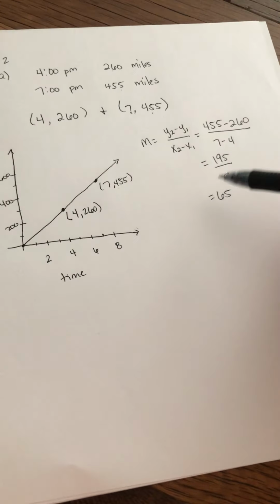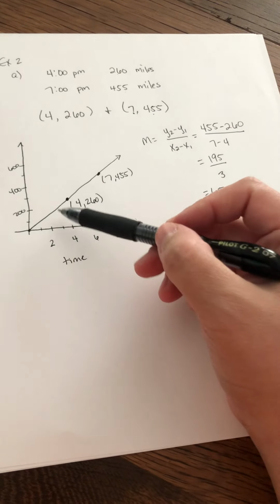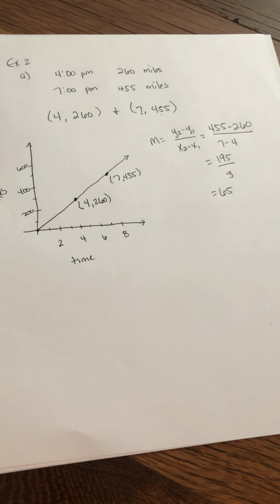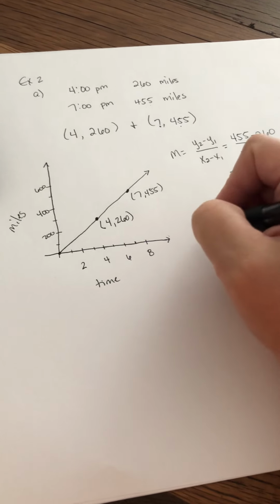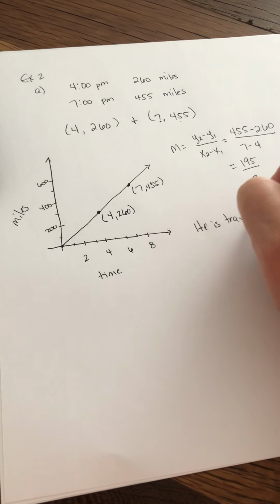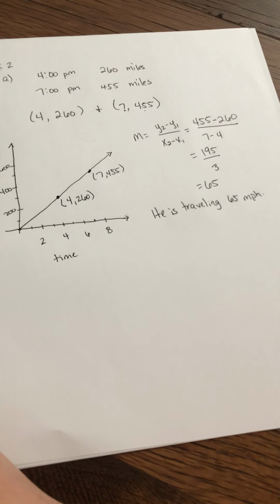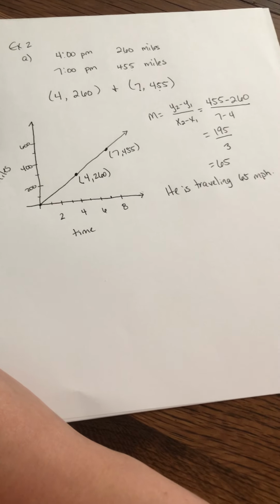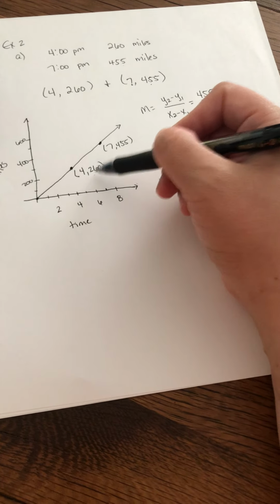So if your slope is 65, that is a rate of change. You are changing by a rate of 65, which means he is driving 65 miles per hour, on average. So that's the interpretation of the slope, because it is a rate of change. So at 4 o'clock he was 260 miles from home. At 7 o'clock he was 455 miles from home, so he's traveling 65 miles per hour.